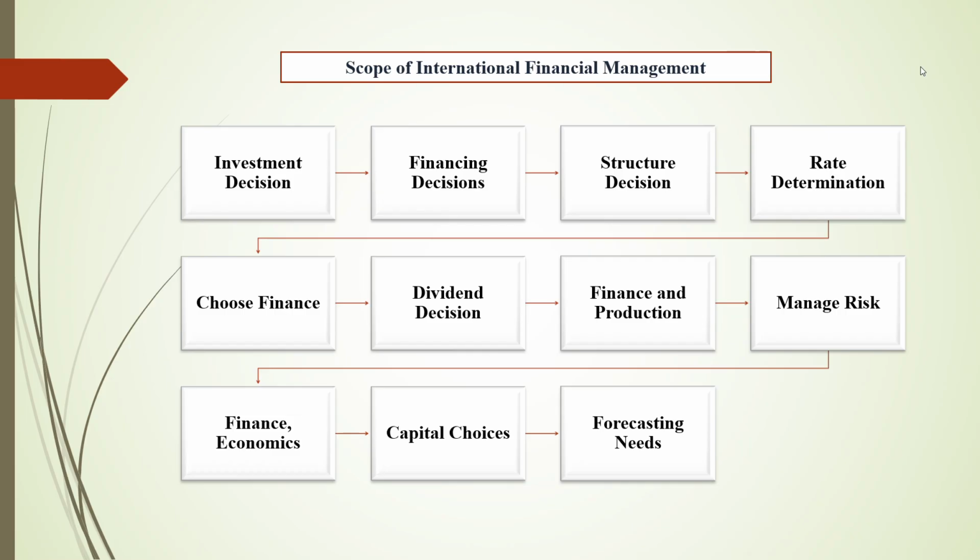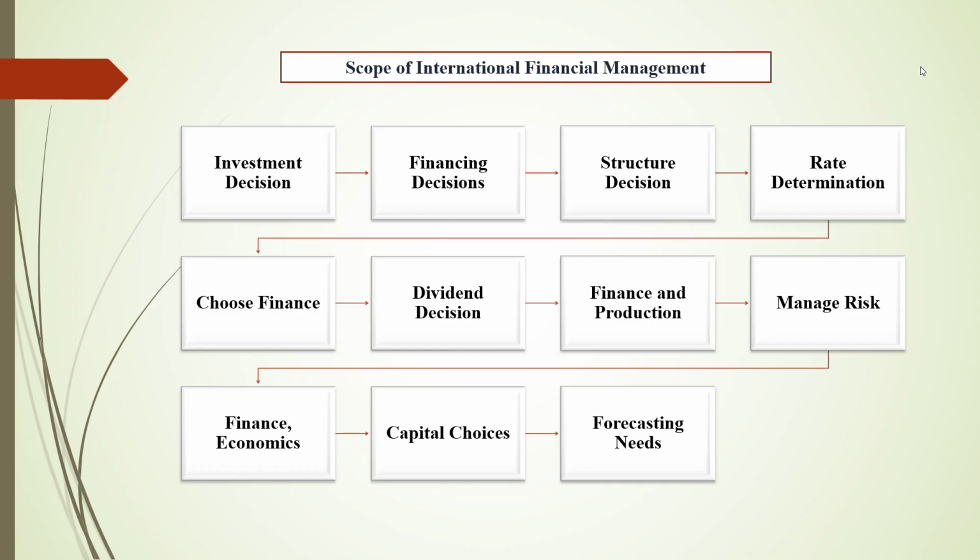International financial management is different from domestic financial management in several ways. Domestic firms usually operate within a single country and deal with one currency. As a result, they do not face foreign exchange risk. In contrast, international firms deal with multiple currencies and are exposed to exchange rate fluctuations, which can affect their profitability. Even small changes in exchange rates can lead to significant gains or losses for international firms.